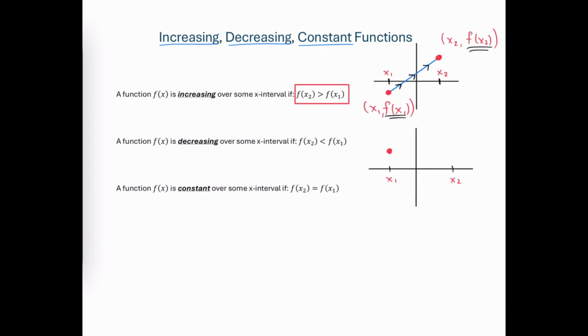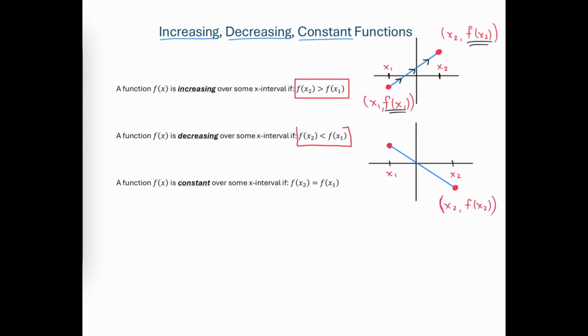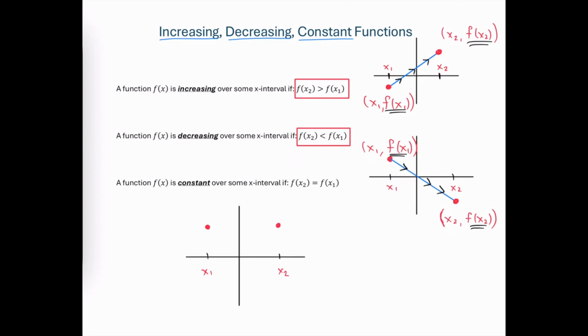this interval. Similarly, if we have a function where the y value that's associated with x sub 2 is less than the y value that's associated with x sub 1, we would say that this function is decreasing over that interval from x sub 1 to x sub 2. However, if we travel from x sub 1 to x sub 2 and the y values do not change during that interval, these y values are constant, and so we say that that function is constant over that interval.